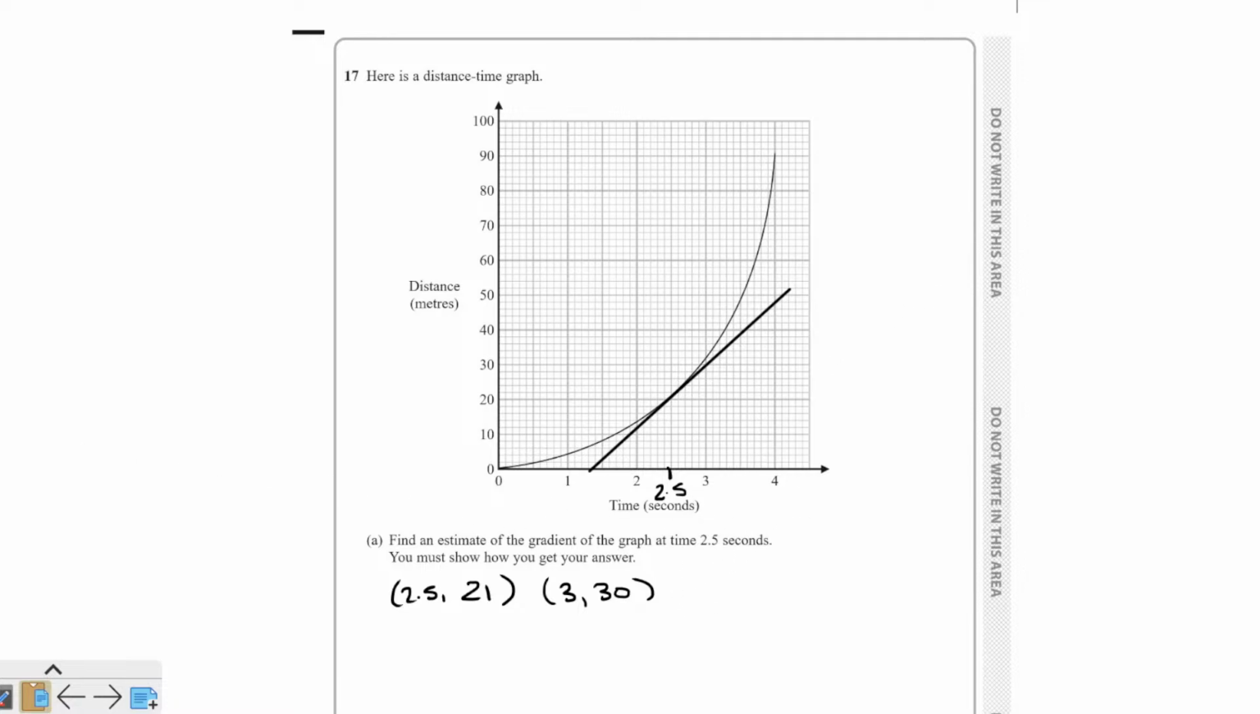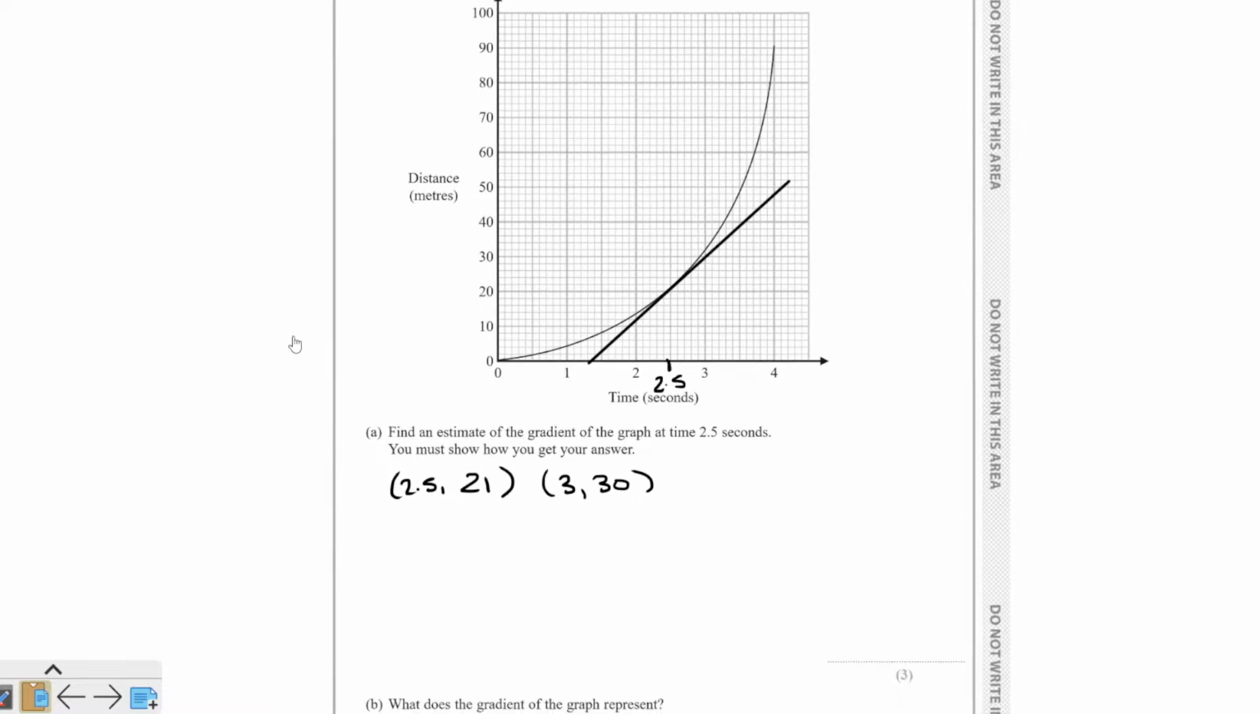And then the gradient of a straight line is change in y over change in x, isn't it? So m is the gradient: change in y, change in x. It doesn't matter which one you put first, as long as you keep it the same. So let's say I normally put the biggest one, so 30 minus 21, and then underneath I would have to put the 3, because the 3 and the 30 were from the same coordinates, minus 2.5. Don't mix them up like that. Try and keep them the same coordinates vertically, okay?